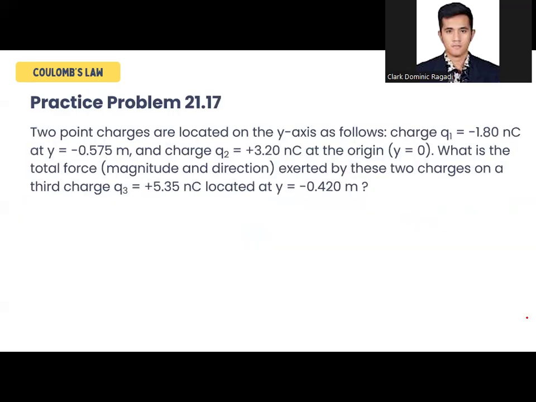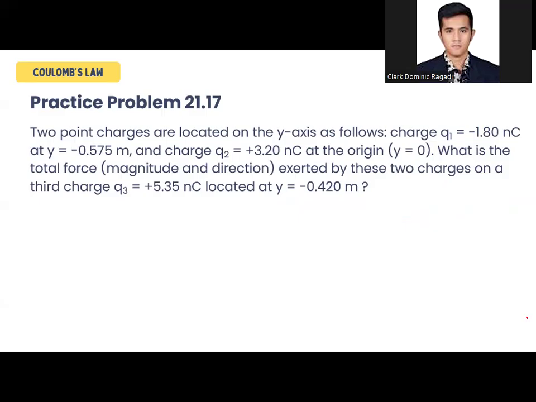21.17. Two point charges are located on the y-axis as follows. We have charge Q1 equal to negative 1.8 nanocoulomb at y equals negative 0.575 meters, and charge 2, positive 3.2 nanocoulomb at the origin where y is equal to 0. Question: what is the total force, magnitude and direction, exerted by these two charges on a third charge, positive 5.35 nanocoulomb located at y equal to negative 0.420 meters?